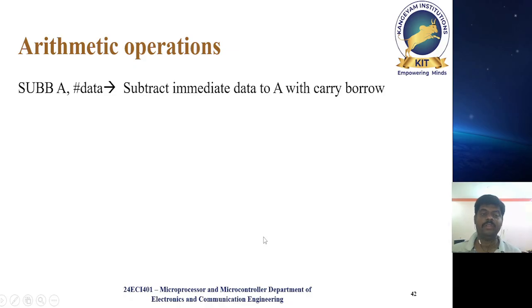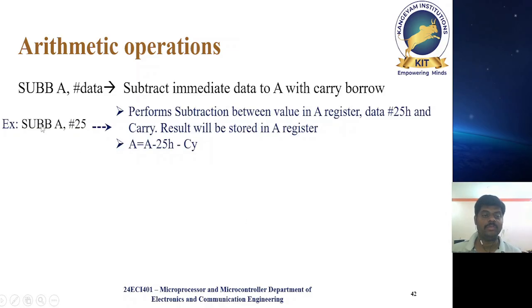Subtract with borrow with immediate data. Immediate data means you will have the data in the instruction itself. So this is what happens: A equal to A minus 25 minus carry information.